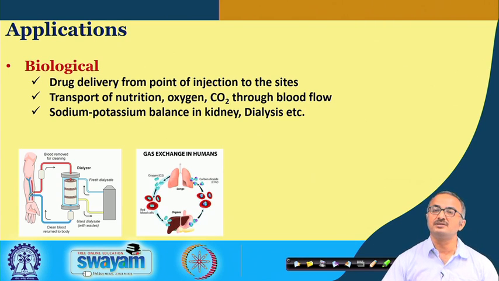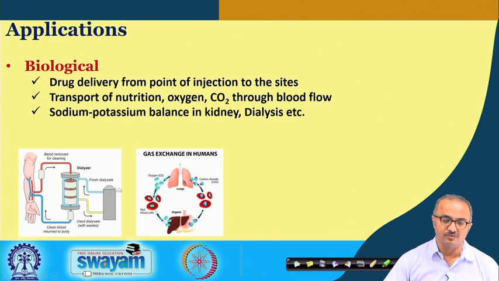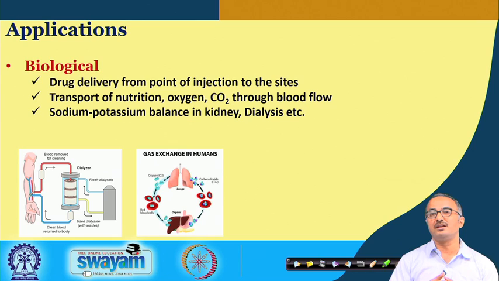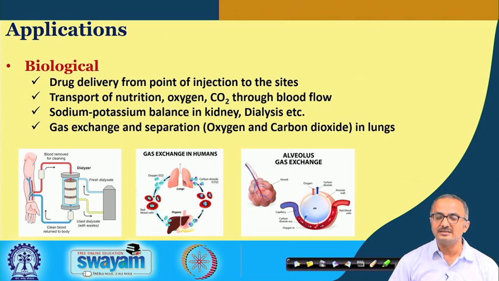If somebody's kidney is failing, then we need some kind of dialyzer. Similarly, blood transfusions are also done, for example if somebody has some kind of cancerous disease, then we need a blood transfusion. So, all these are systems which may be studied with these balances. And then gas exchange and separation in the lungs, as I just told you.